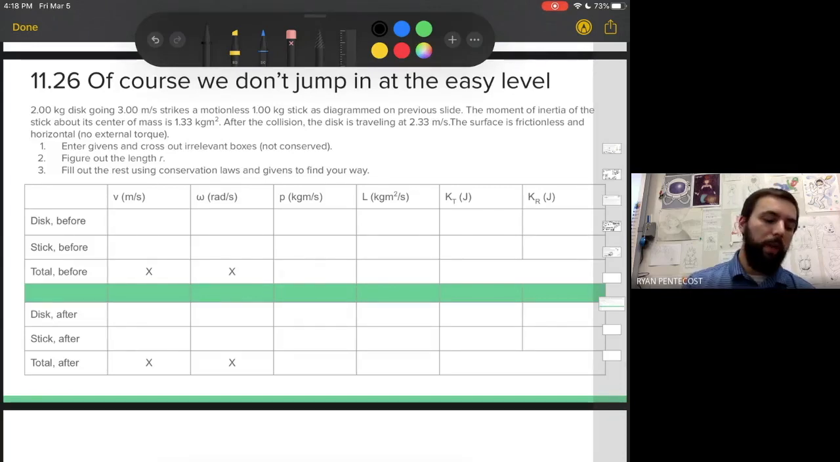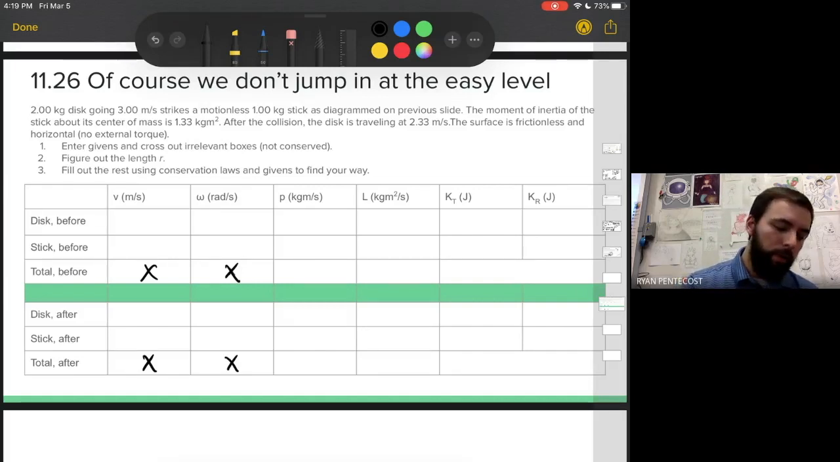So first, enter your givens and cross out irrelevant boxes, things that are not conserved. For example, we've got x's on the velocity and angular velocity. Those can't be conserved. It doesn't really matter what the total velocity of a system is, because these two systems are moving separately. It's not like they stuck together. So adding their velocities means nothing. So we will mark those out.